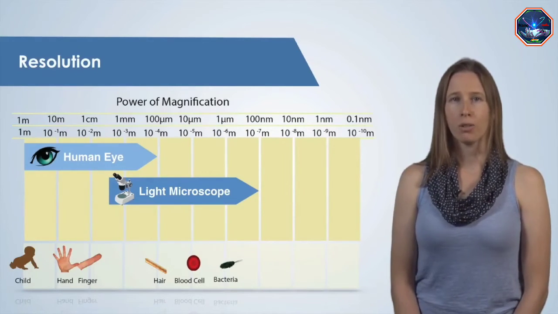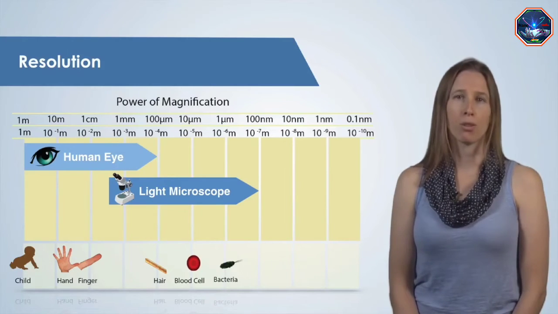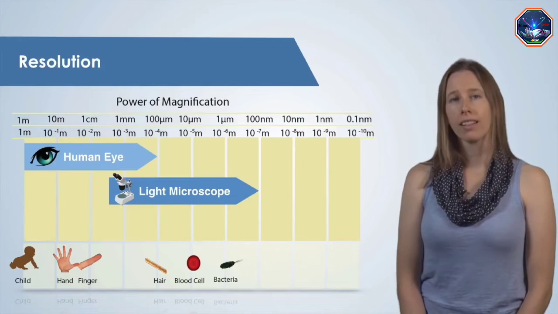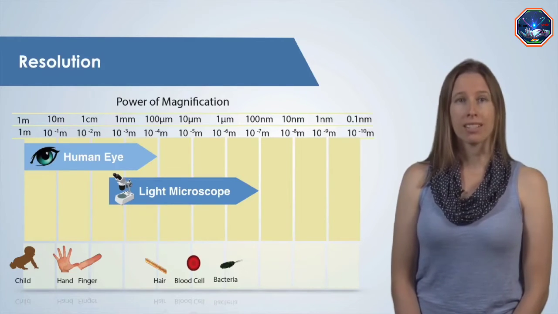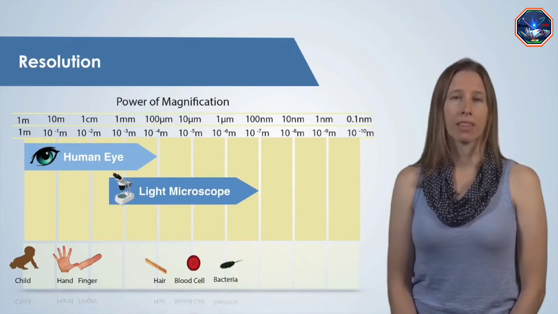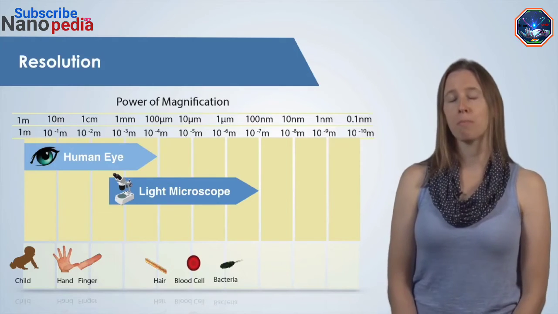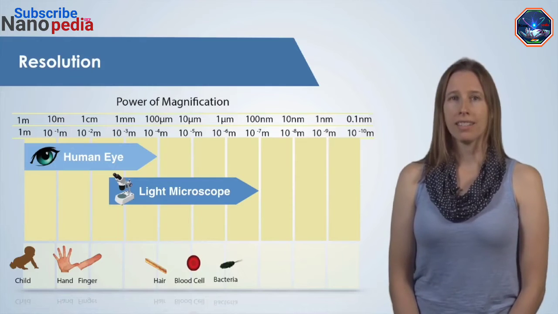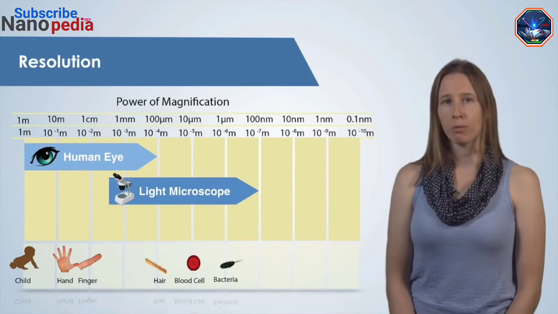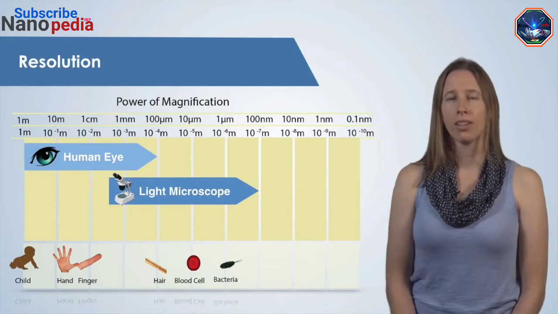The human eye can only see things as small as about 0.1 millimeters, or the width of a human hair. Light microscopes allow us to see much smaller things. The best light microscopes can see things that are 0.2 microns wide. This is about 1,000 times smaller than what we can see with our eyes.